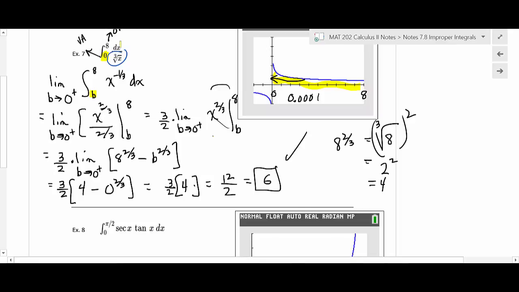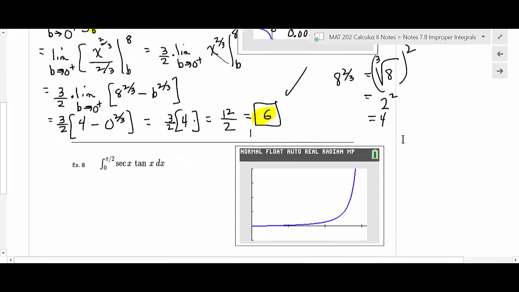So that one converged, okay? That region from there to there, even though it has that asymptote, does converge to 6, which is kind of interesting. All right, let's look at the next one.